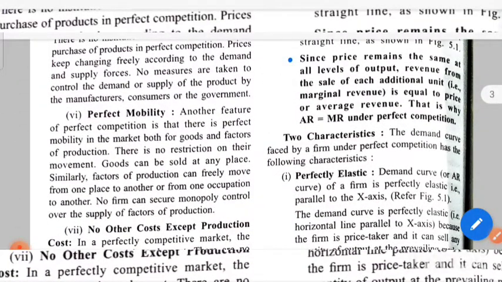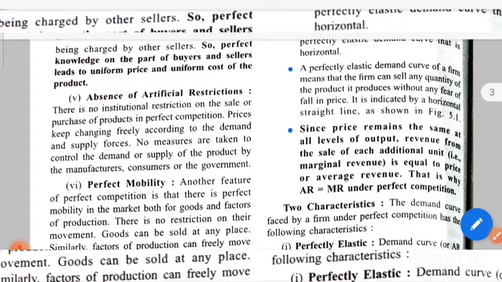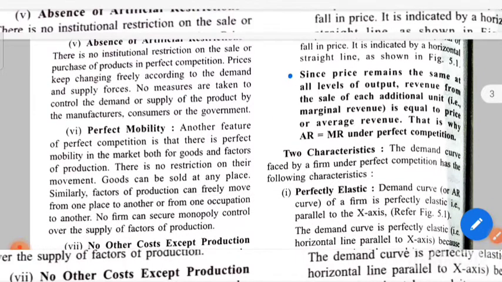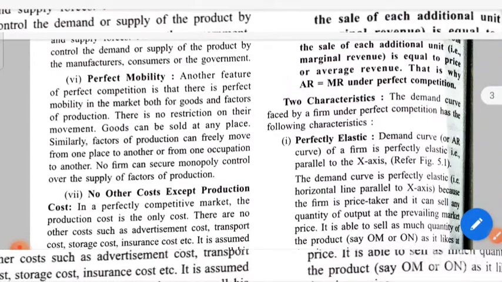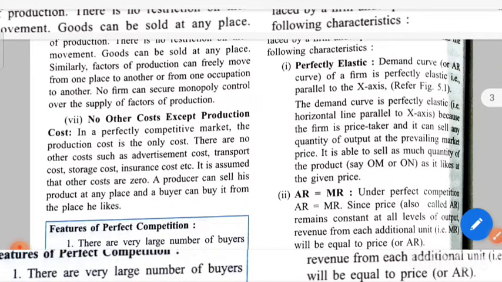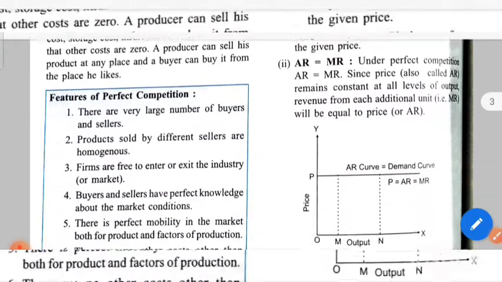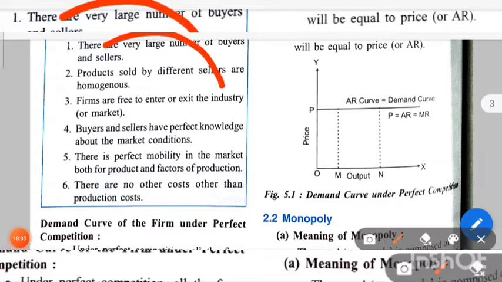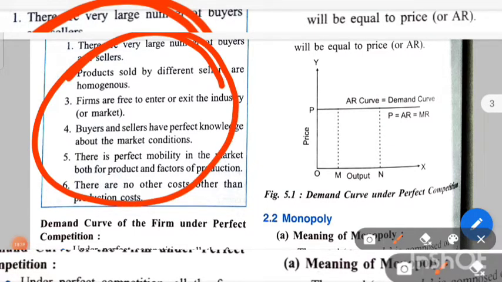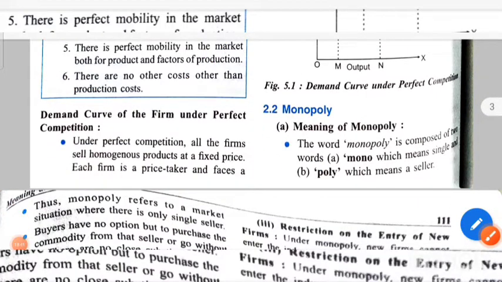Then there should be perfect mobility of the product. Then there should be no artificial restrictions, meaning no government restrictions or any other demand and supply thing that can affect the market situation. Then there should be perfect mobility. Any factor of production, if it wants to move from one place to another, can go. Goods can move from one place to another, and they cannot include any cost except production cost. So all these things which we have discussed are in this box. You can see a summary is given of all these 6 points in this box.